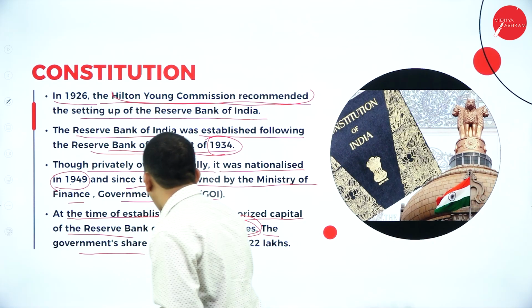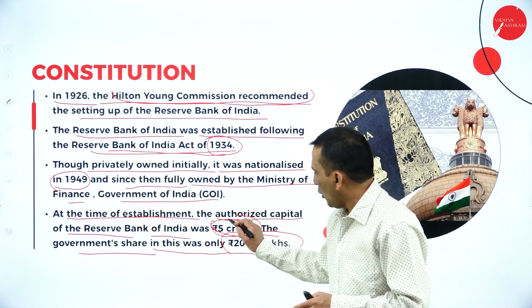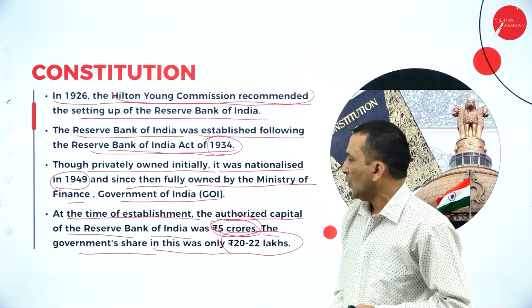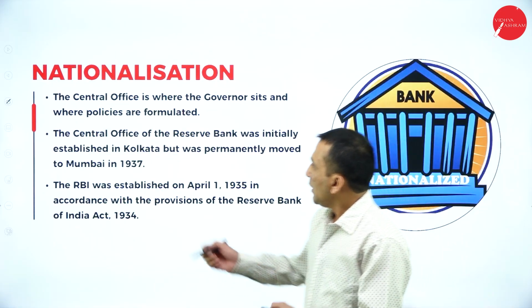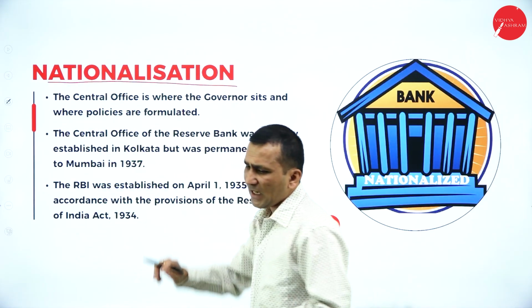The government share in this was only 22 lakhs. So out of 5 crores, the government share is only 22 lakhs. The remaining was raised with the help of private shareholders. Moving forward, now the next agenda, which is related to nationalization.